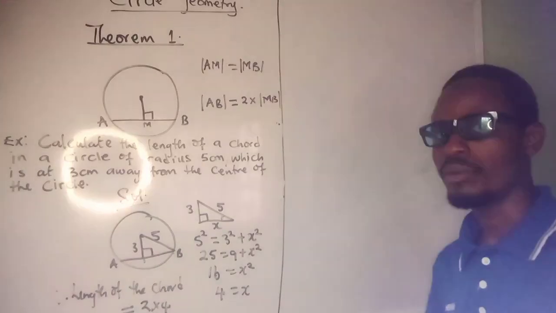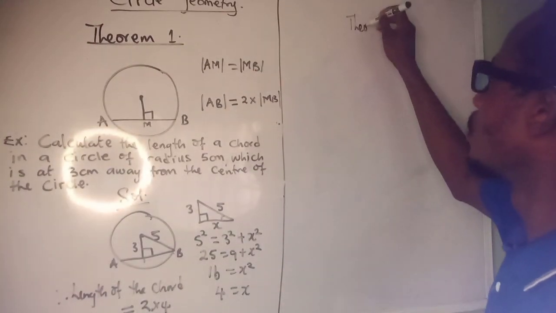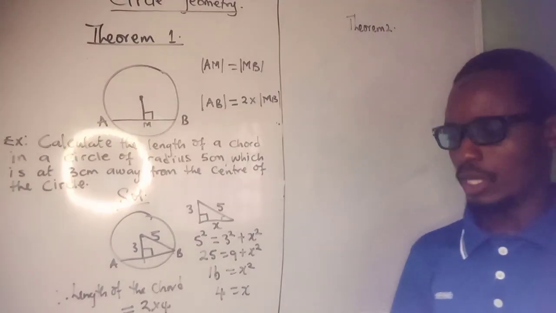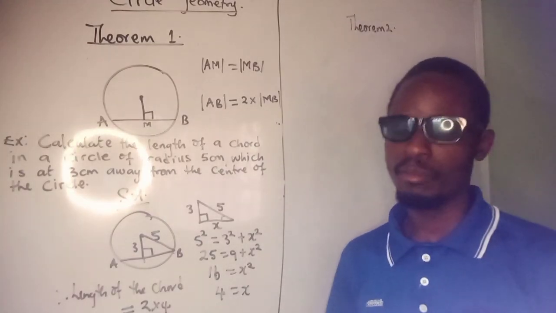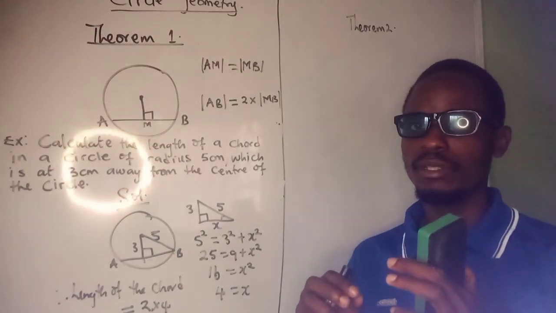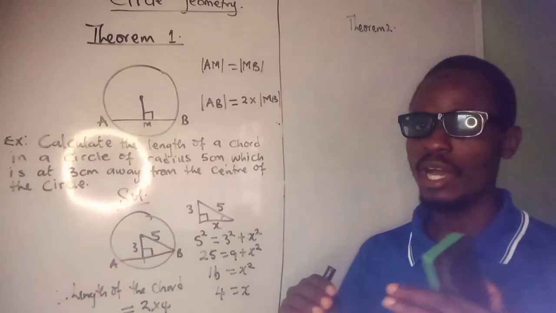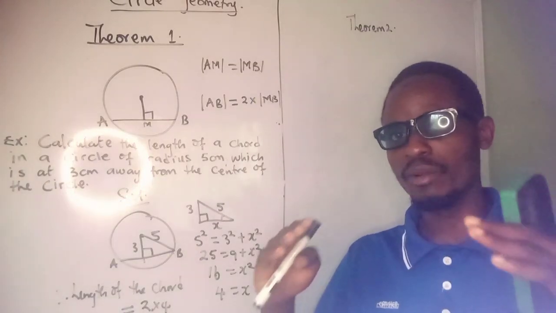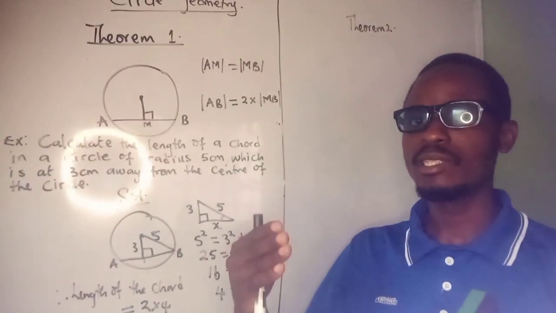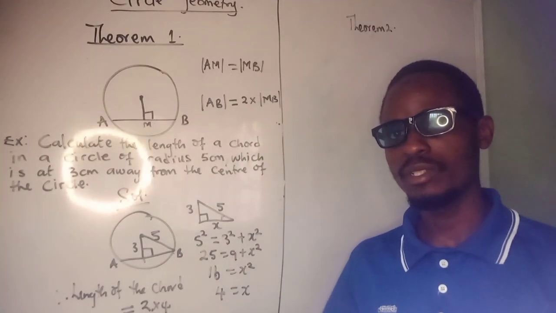So let's call that theorem 2. For theorem 2, we can just state this, that theorem 2 states that the angle subtended at the center of the circle is always twice the angle that comes from the circumference, or that's subtended at the circumference.